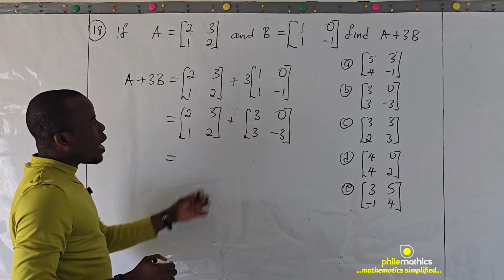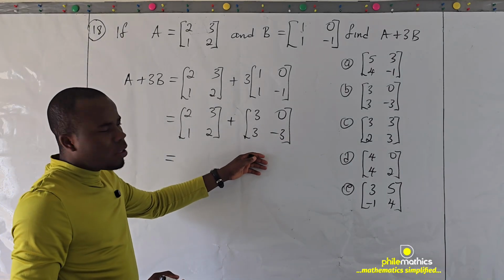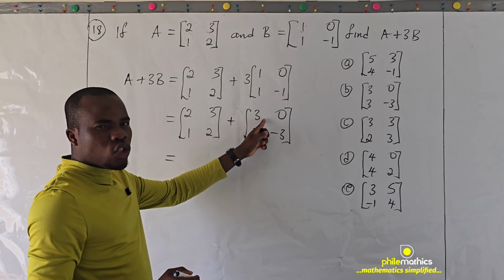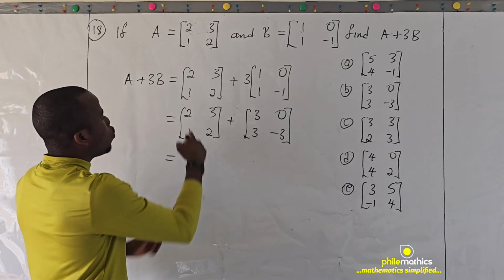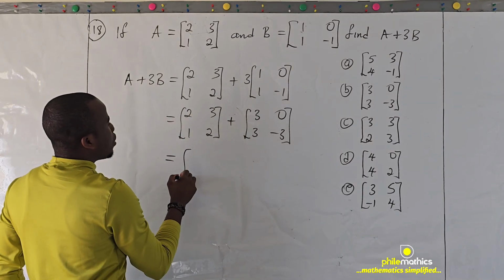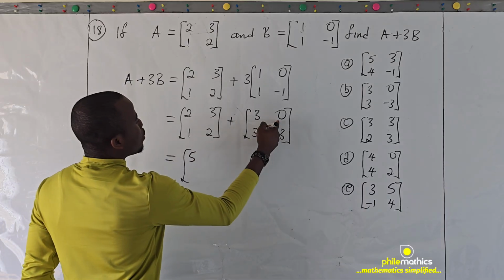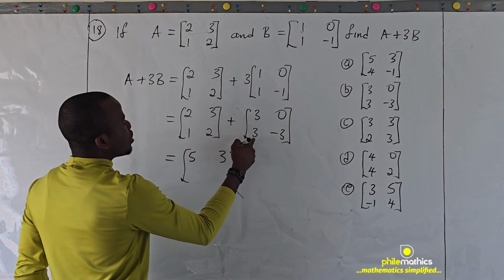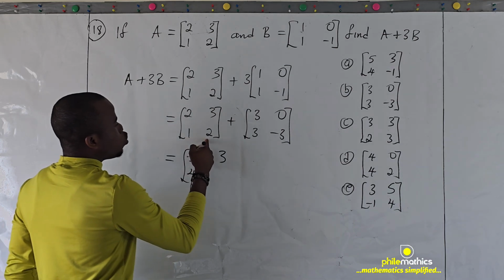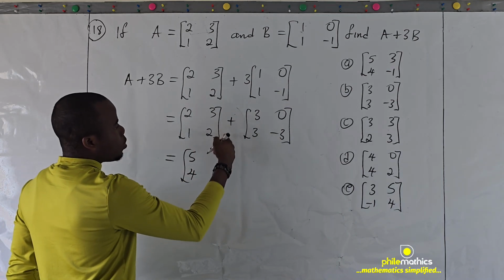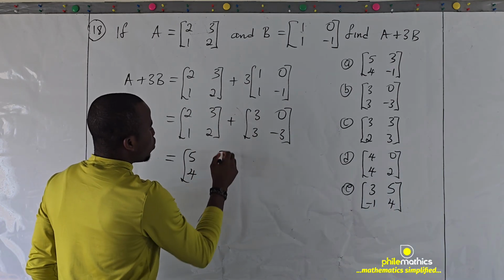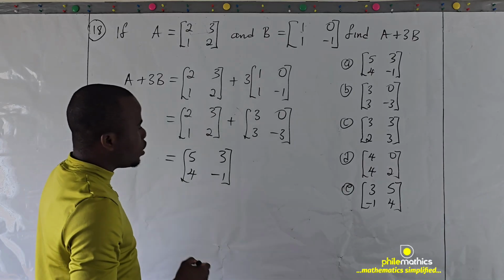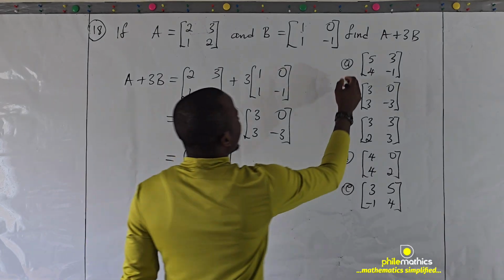And now, if you are adding two matrices together, you add their corresponding entries. So 2 plus 3 is 5, 3 plus 0 is 3, 1 plus 3 is 4, and 2 minus 3 is minus 1. And the correct option is A.